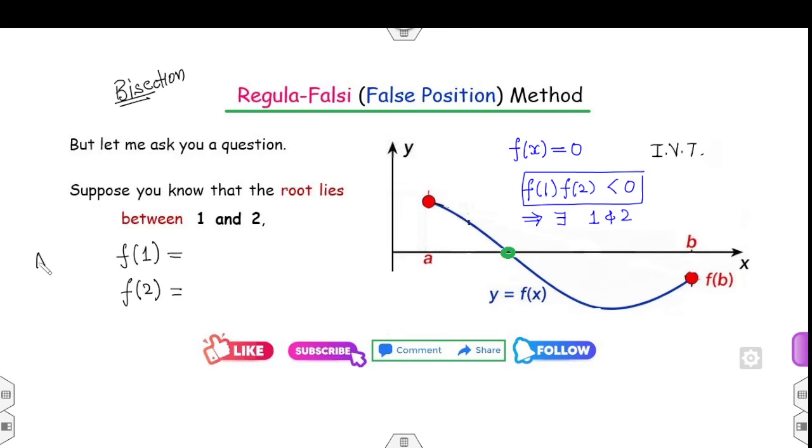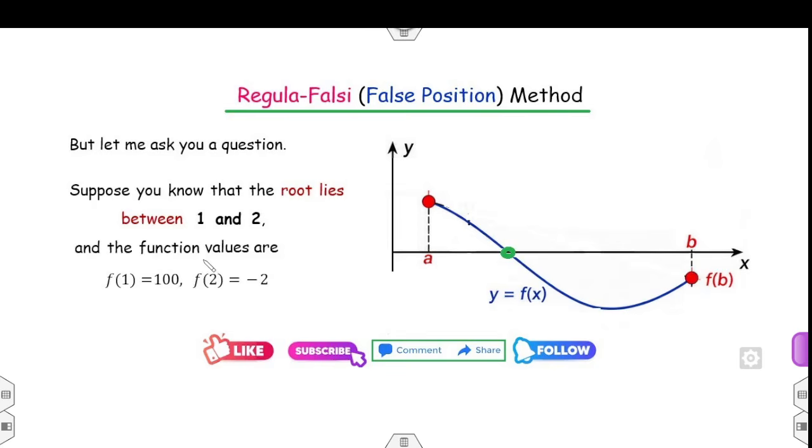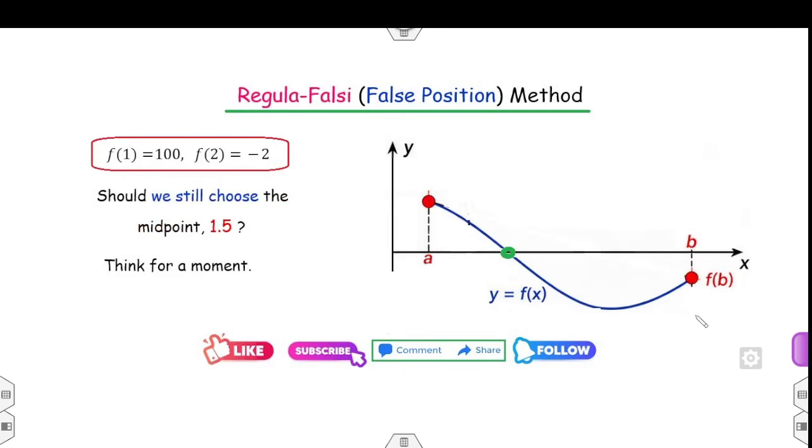So assume that the function value at the point 1 is 100 and the function value at the point 2 is minus 2. So a is 1, b is 2. That point is (1, 100) and that point is (2, -2). Now if I ask you, can you start with the midpoint? Think about it for a moment. Can you start with the midpoint?